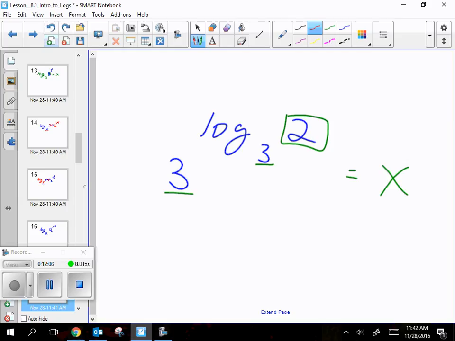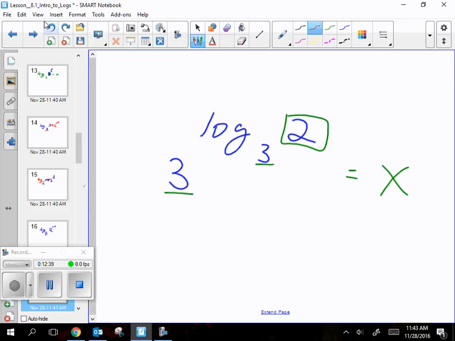Now here's the part that requires your brain to stretch a little bit. That on the board, that's not a log. If it was a log, it would start with the word log. This is an exponential equation because it's got a base, and this is the power that's on that. It's not a log. It has a log in it, but it is not a log. So therefore, I can write it as a log.